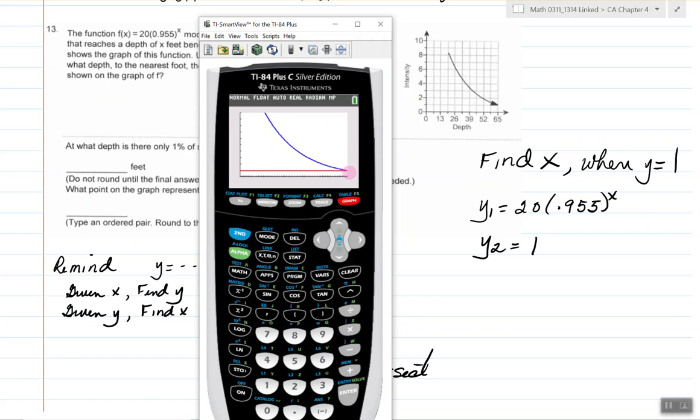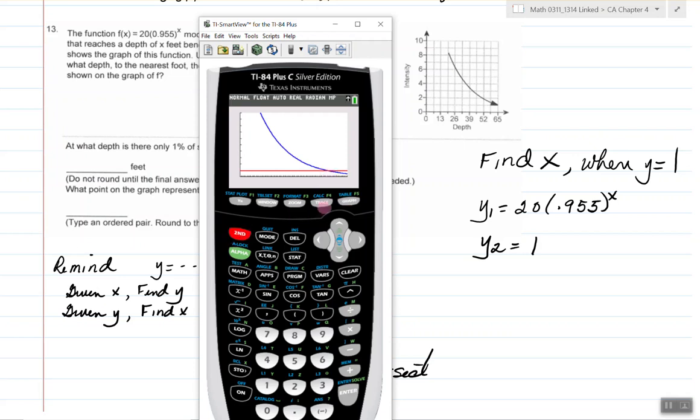It does intersect there. Honestly, I'd like to see a little further. So instead of just going out to 65, I'm going to go ahead and go out to 80. I just picked that number. There's the graph. It's decaying a little bit further. Remember, when the base is less than 1, you get a decay curve. This is the point I'm looking for.